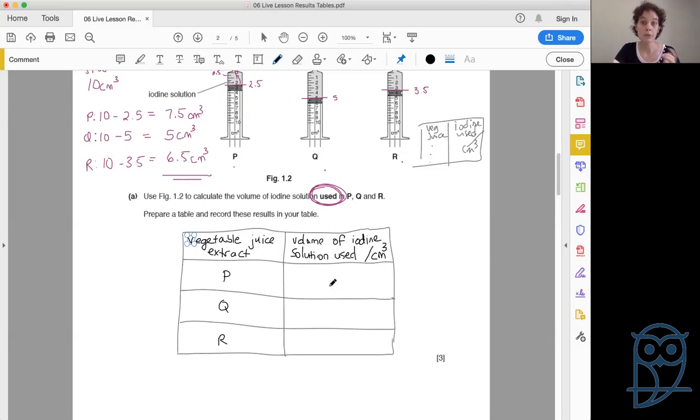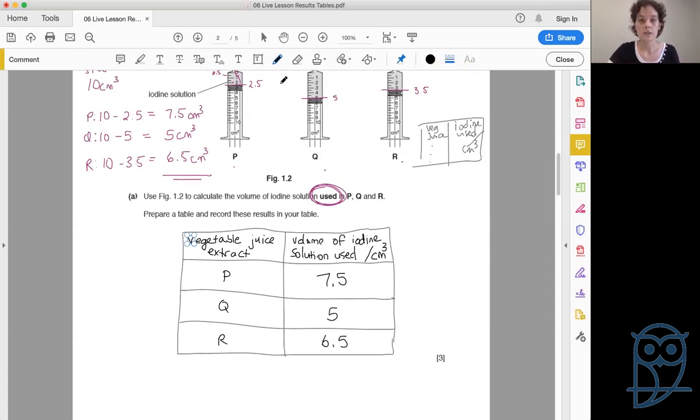And then we can very simply put in our data. For P, we used 7.5. We don't put centimeter cubed again because it's there in our heading. Q was 5 and R was 6.5. So now we have our table. It's so straightforward for anybody to read, to see the data from here. Okay, if you want to look at it, you can say R used 6.5 centimeters cubed of iodine. Sorted. Okay, so this one is an example. Okay, I've got 3 examples here of results tables, and each of them is showing a sort of different situation.